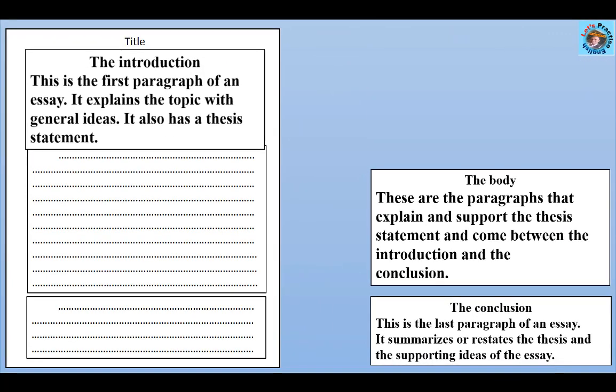The introduction. This is the first paragraph of an essay. It explains the topic with general ideas. It also has a thesis statement.